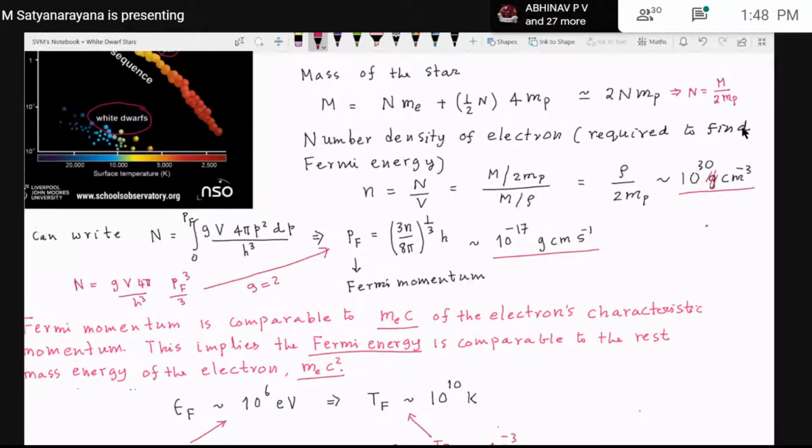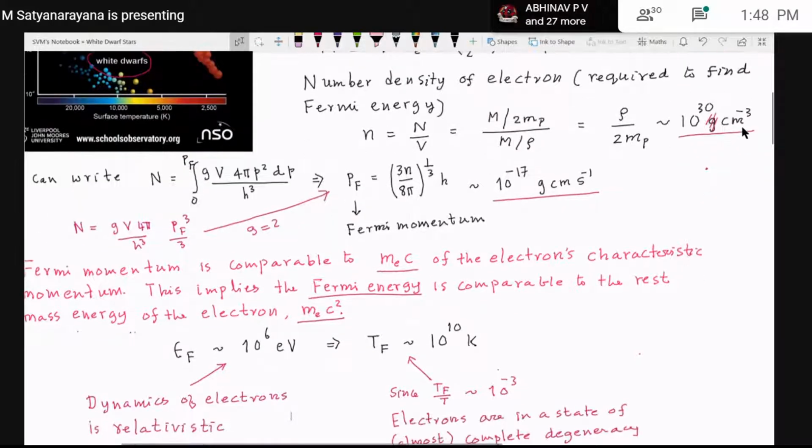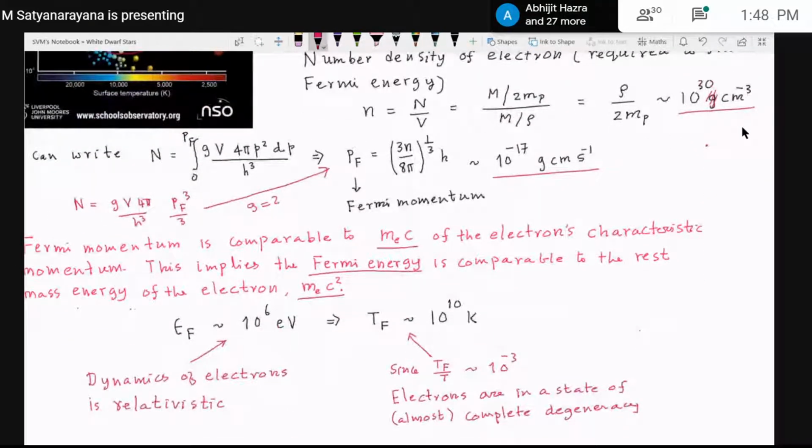Now this gives us two important conclusions. One is that since the Fermi energy is of the order of the rest mass energy of the electron, the dynamics of the electrons is relativistic. So we cannot use the non-relativistic energy momentum relation. This is the first important conclusion.